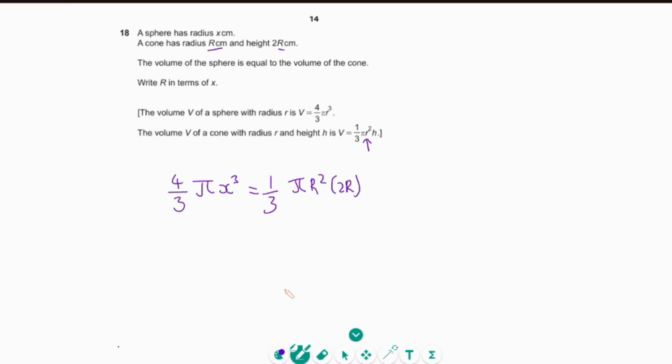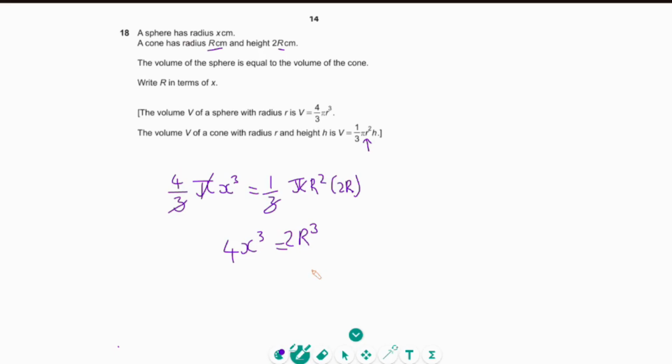Okay, so what can I do first of all? I'm going to divide both sides by pi. I'm also going to times both sides by 3, which gets rid of the 3's here. So I've got 4x cubed is equal to 2r times r squared, which is 2r cubed, because r squared times r is r cubed.